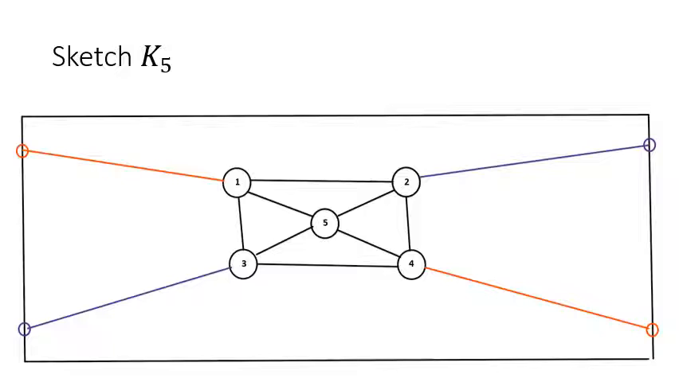Now that we understand how the Mobius strip is constructed, we can sketch K5 in a way such that the edges do not intersect by taking advantage of the properties of the Mobius strip. So for example, if we look at node number 1, we have an edge that is leaving node number 1, proceeding to the edge of the rectangle, and then continuing on the other side of the rectangle to reach node number 4. And similarly, we have an edge leaving node number 2, proceeding to the edge of the rectangle, and then continuing on the other edge of the rectangle to meet node number 3.